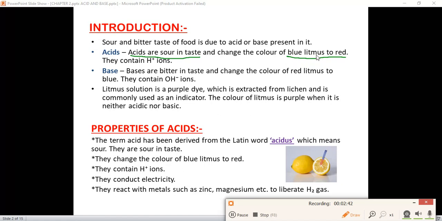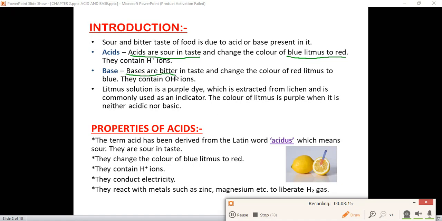Blue litmus paper, you all know we use in the laboratory. Litmus paper is an indicator, an acid base indicator. The blue litmus paper changes to red in the presence of acid. If we dip the blue litmus paper in an acidic solution, it will change into red. And the next point is they contain H plus ions. All the acids will contain H plus ions, hydrogen ions. So what is the definition of acid? Acids are those substances which are sour in taste, change the color of blue litmus to red, and they contain H plus ions.